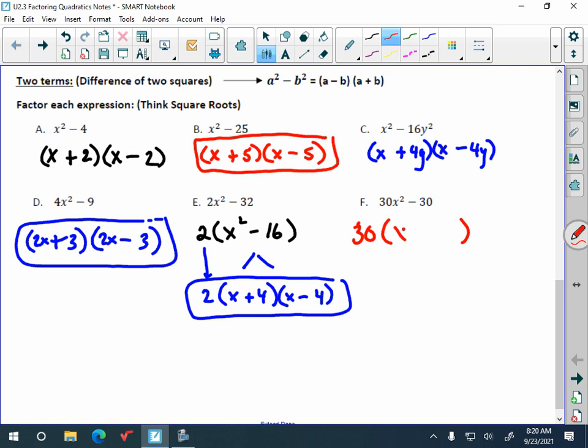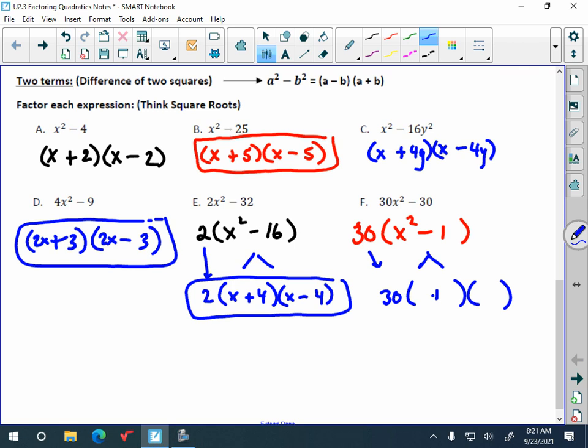X squared minus 1. Good. Now, x squared and 1 are both perfect squares. You can square root those. So that means that this is going to factor further. We'll bring that 30 down because we did pull it out.